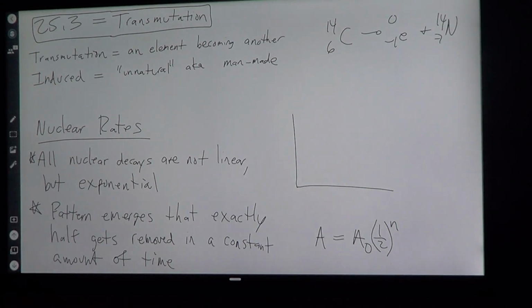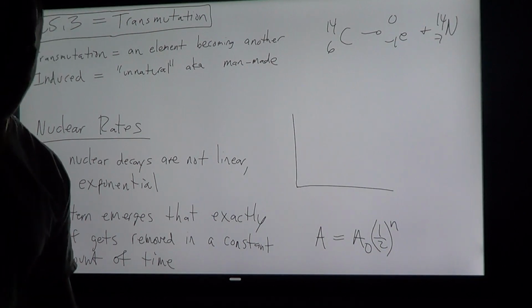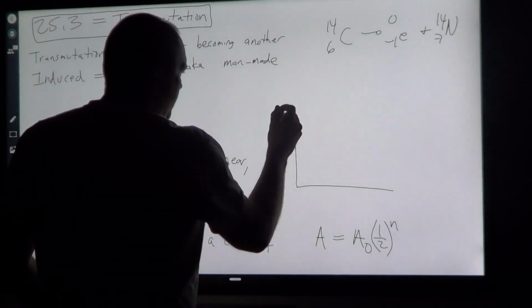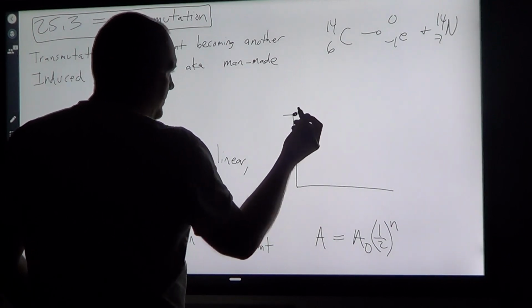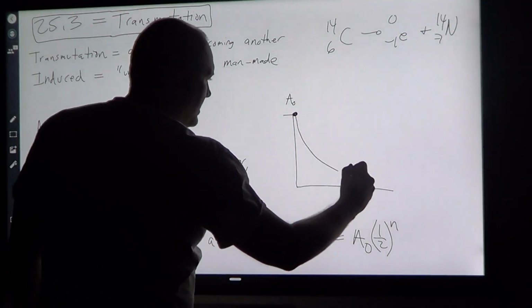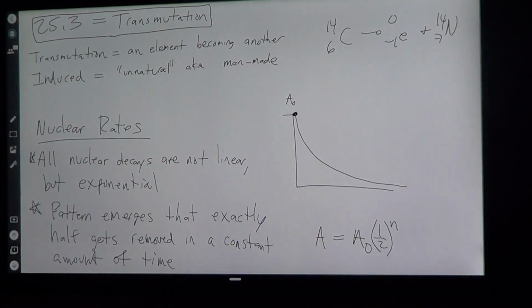What I want to focus on for section 3 is nuclear rates. So like we discussed last time, chemical equations, you can change their rates. You can speed them up, slow them down, you can manipulate them to do what you want them to do. You cannot do that with nuclear rates. Every single time we've ever plotted nuclear decay, we always have a starting amount, which we call A0, and the curve always does this. It is not a linear decay, it is an exponential decay.